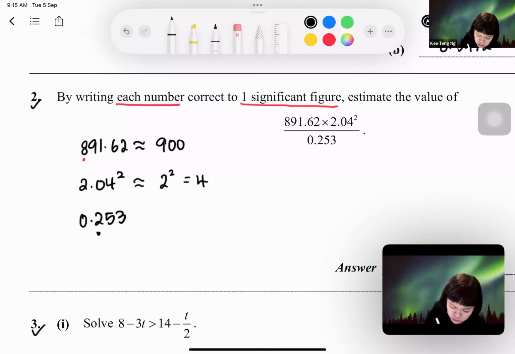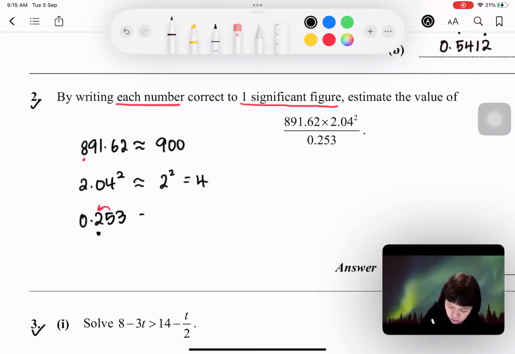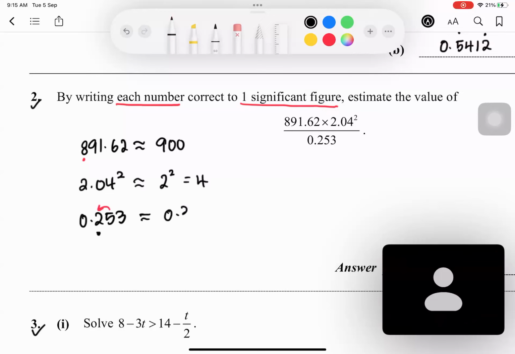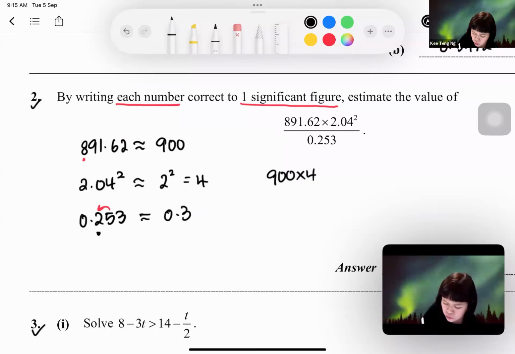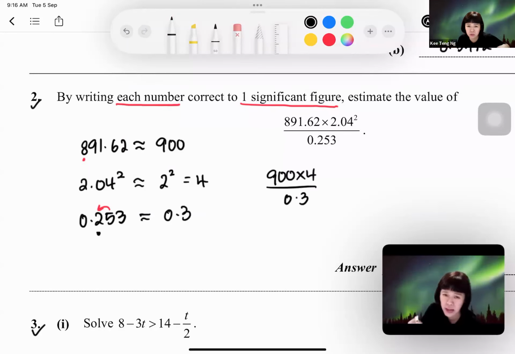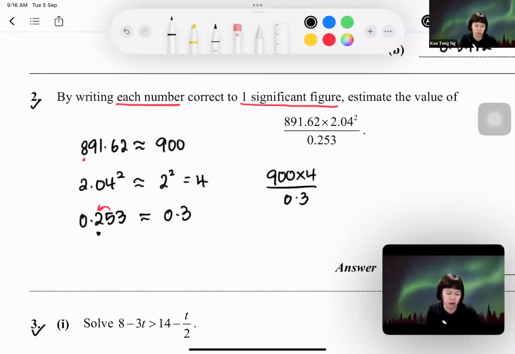Then 0.253, the first significant figure is here. So this one will become 0.3. Thank you very much. That's Namneen, right? I think it's her voice. Then I use these values, 900 times 4 over 0.3. Then I use these values to do my calculation and my estimation of my answer.